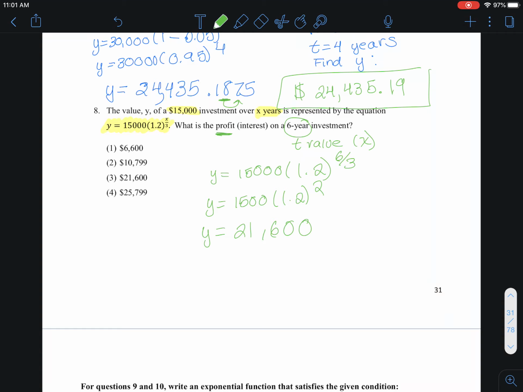So this is the amount of money that is in an investment account after 6 years. But again, they're asking for the profit. Did you make $21,600? No, because you had to initially have the $15,000. So to find the profit, you have to subtract $21,600 and take away the original $15,000. And you'll get $6,600. So for number 1.